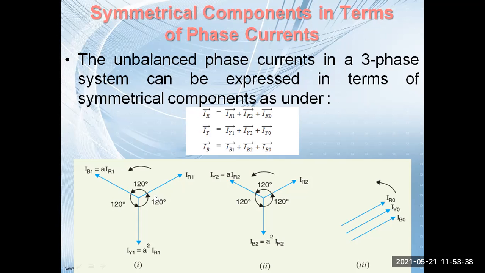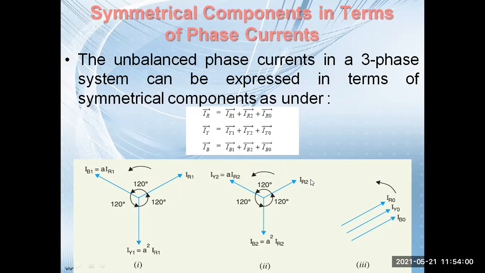In the positive sequence component representation, the phasor rotation will be in the clockwise direction. This is IR, this is IY, and IB. But in the negative sequence component representation, the rotation will be in the anti-clockwise direction. This is IR, IY, and IB. So positive sequence means the phasor rotation will be in the clockwise direction, and for negative sequence, the phasor rotation will be in the anti-clockwise direction.